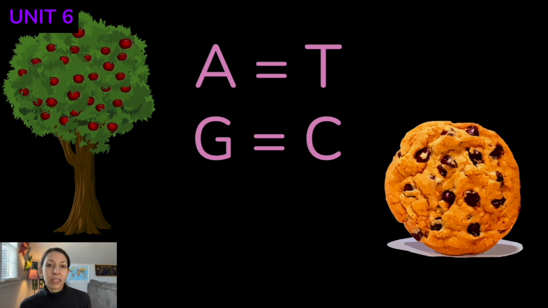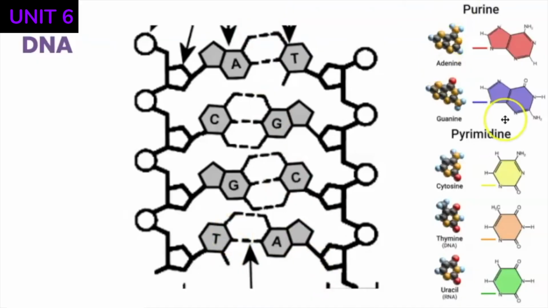Some people like to remember this as apple tree, good cookie, or all teachers can go if you do it backwards. Whatever mnemonic you have to remember this, make sure that A's and T's and G's and C's always go together. Another one that I've heard before that is helpful is that capital A's and T's are written with all straight lines and capital G's and C's have those curvy shapes, which is another way to remember which ones go together.